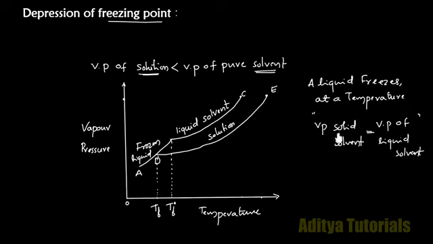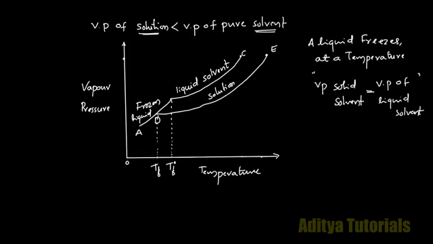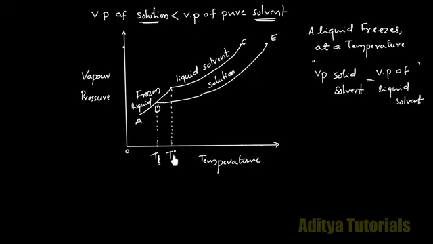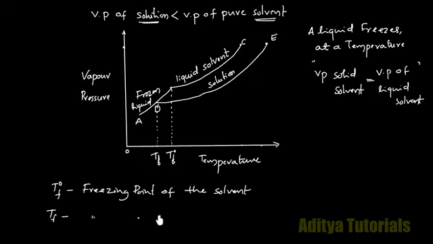As a result, the freezing point of the solution is lower than that of the pure solvent. Students, assume that here T naught F is the freezing point of the solvent, then Tf is the freezing point of the solution. Remember, it should contain a non-volatile solute.